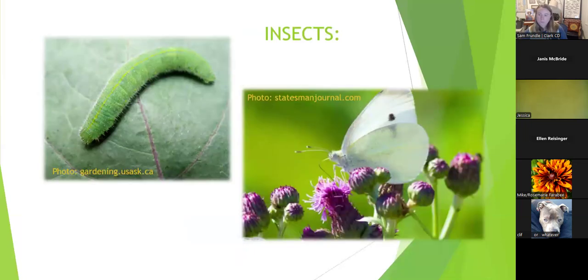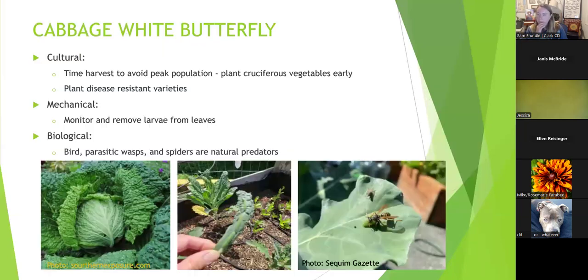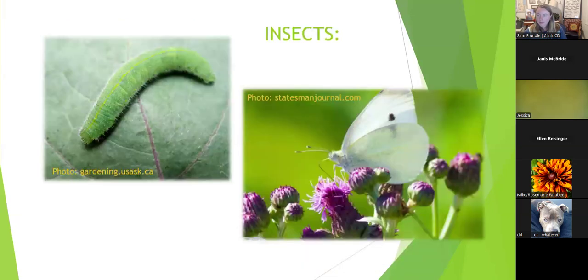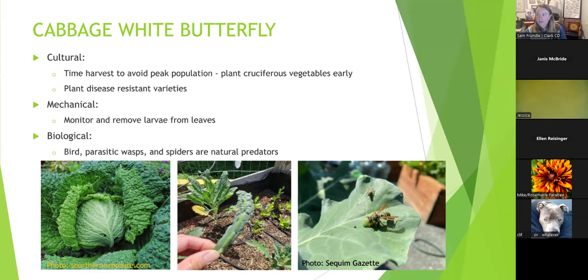Okay, what's this guy? Anyone want to take a guess at that? A lot of these things, okay, moth, it's true. This is also known as the cabbage white butterfly. Yes, Carrie guessed the cabbage butterfly. You see these flying around all the time. It's white and they've got the black spot. Here's what we want to do culturally.